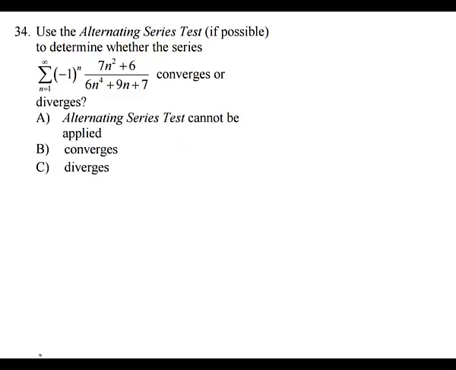This one here says we got to use the alternating series test. So all that is the nth term, what we did on the last two steps, right? I don't have to do the absolute or conditional, so I'm just going to do the last two steps. So the first thing I'm going to do is the limit as n approaches infinity, not 0, of 7n squared plus 6 over 6n to the 4th plus 9n plus 7.